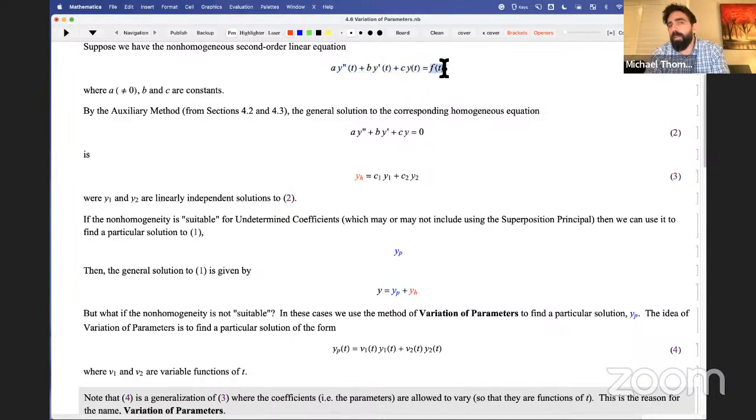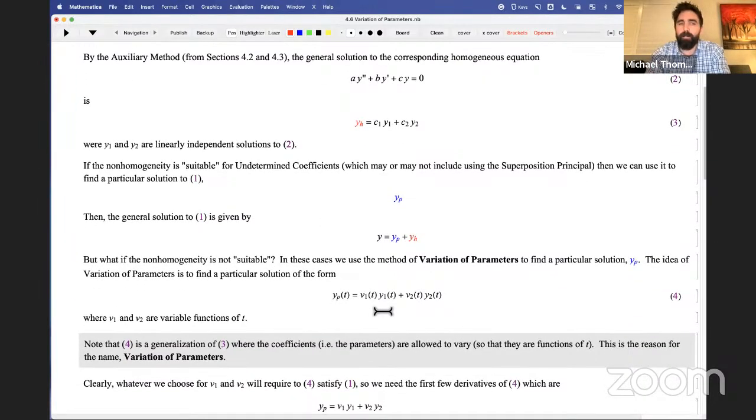The problem is, what if that f of t is not suitable? What if you can't use undetermined coefficients and the superposition principle doesn't help? Well, like I said earlier, we're going to use variation of parameters. Here's the idea: we're going to use the equating coefficients, choosing a form technique that we've used with undetermined coefficients, but it's a little more complicated. We're going to find a particular solution of this form.